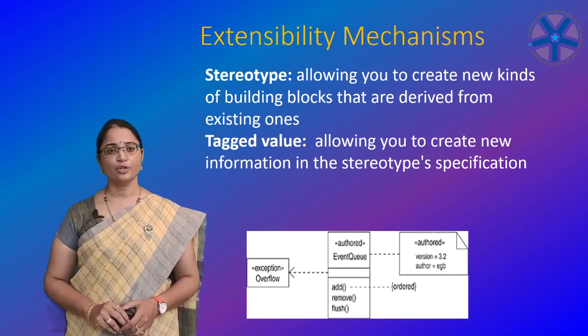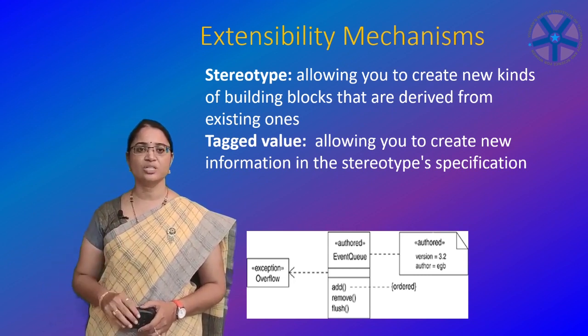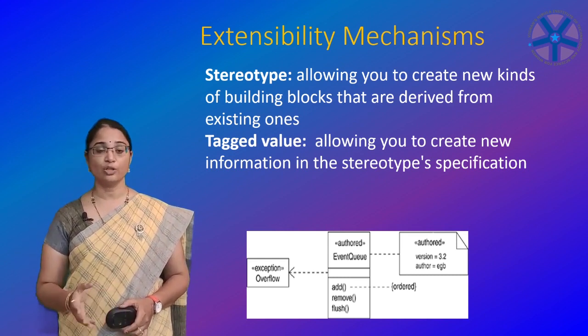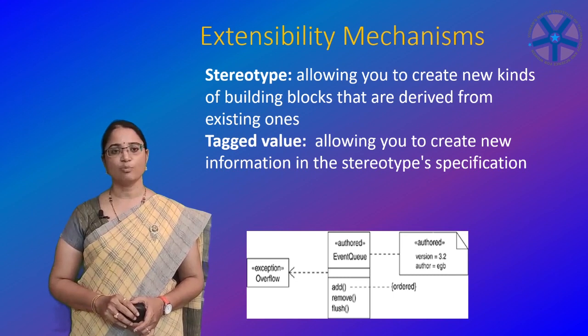So if you see the figure, you can see the tagged values. They are represented using curly brackets, with the author name and the version. You can represent them in the basic building block. Though they are not mandatory to represent, you can use them by using these tagged values.